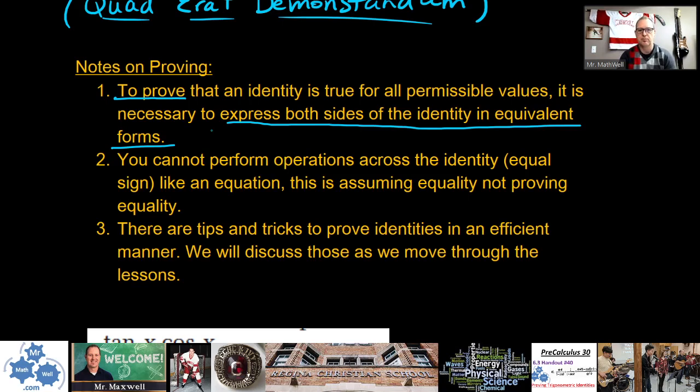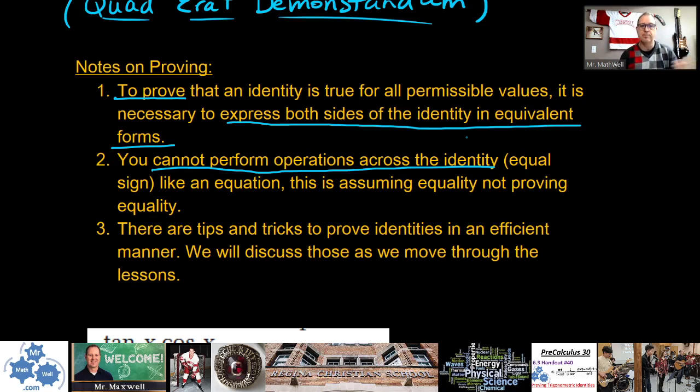Number 2, you cannot perform operations across the identity. Or in your textbook, it might show an equal sign, okay? So it's asking, is this equal to this? Don't treat it like an equation, okay? You can't assume it's true while proving it, okay? You're assuming this guy's guilty while trying to prove he's guilty.